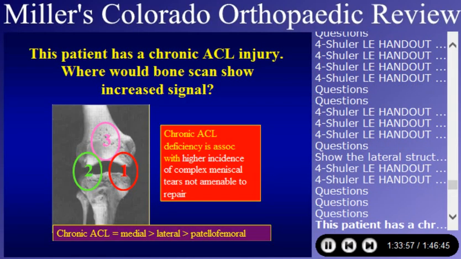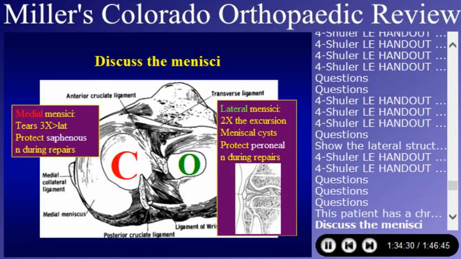Patient has chronic ACL injury. Where would the bone scan show increased signal? One of the things they love to do is to fool you and do tests that we're not necessarily doing in residency, but something that they think you should know. So a bone scan for chronic ACL injury, where are you going to have increased signal uptake? Number 1, medial compartment. Number 2, lateral compartment. And third, the patellofemoral compartment. So chronic ACL goes from medial, lateral, patellofemoral as far as degenerative changes. This is also the reason why we do the debridement or repair, and also the ACL fixation.